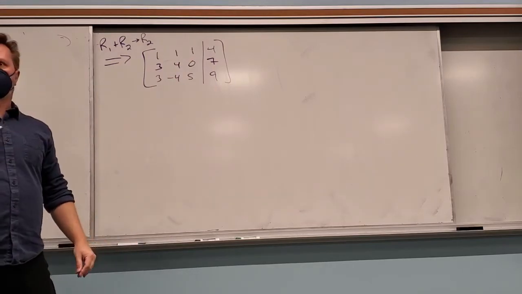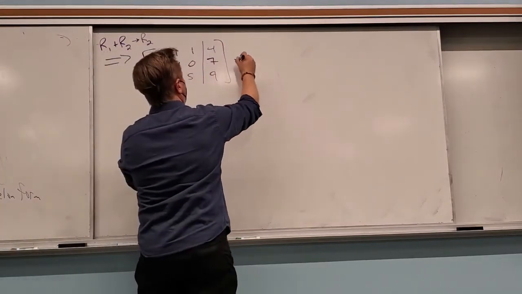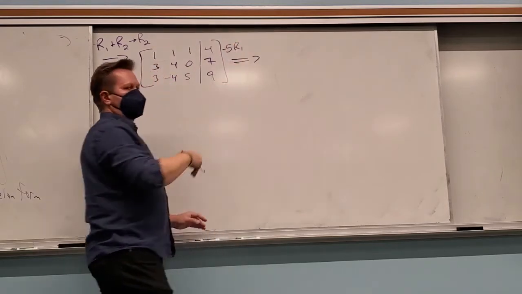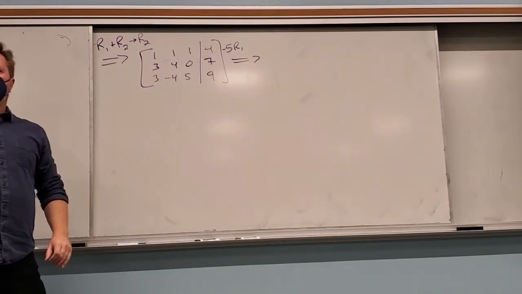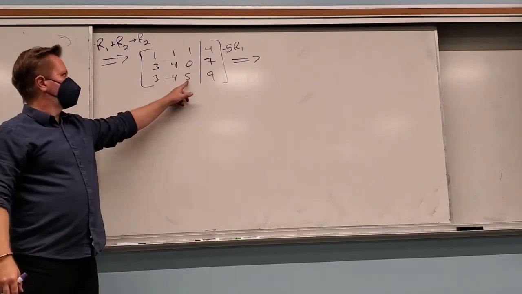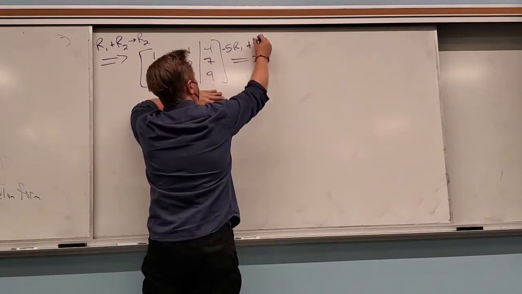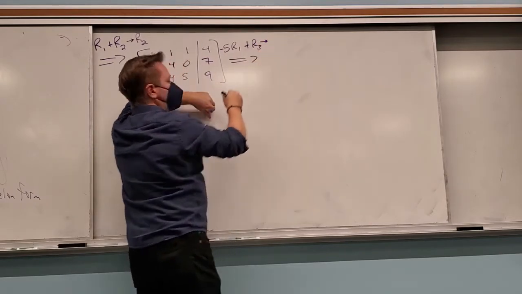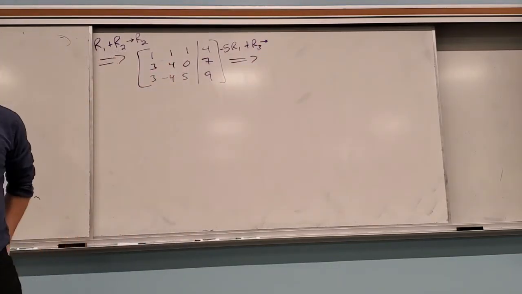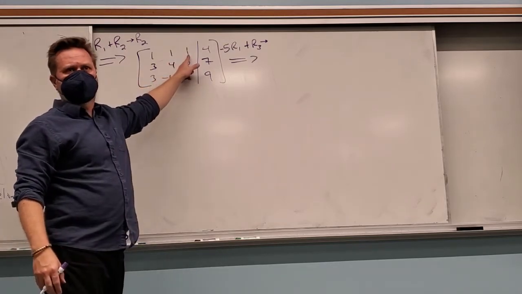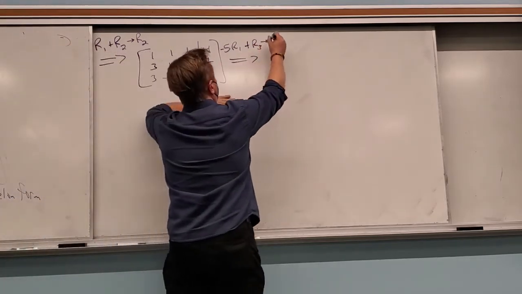-5. So I'm going to take 5 times row 1. I'm sorry, -5 times row 1. I'm going to add it to row 3. But where am I going to put my answer? Where did I want the 0 to show up? I want it to show up right there, right? Put it into row 1.